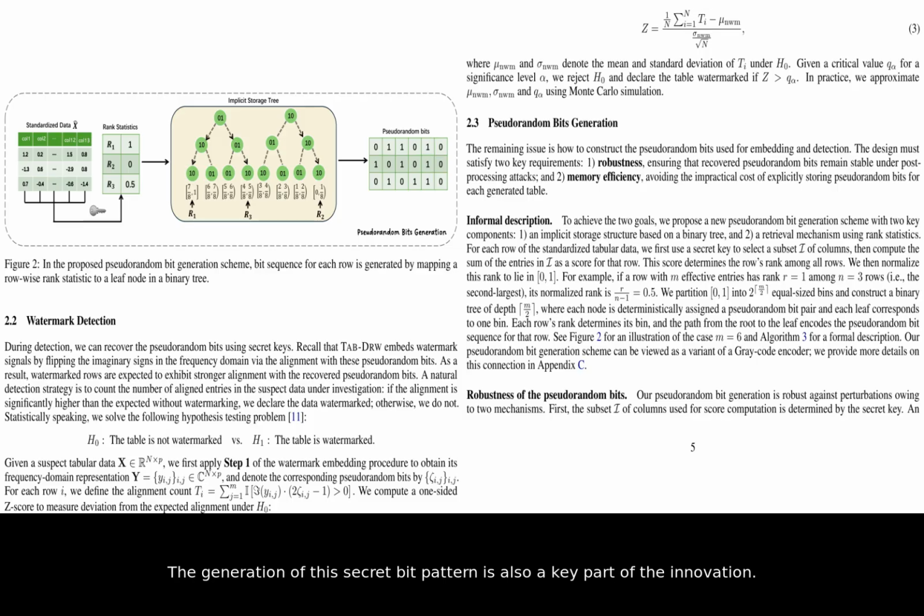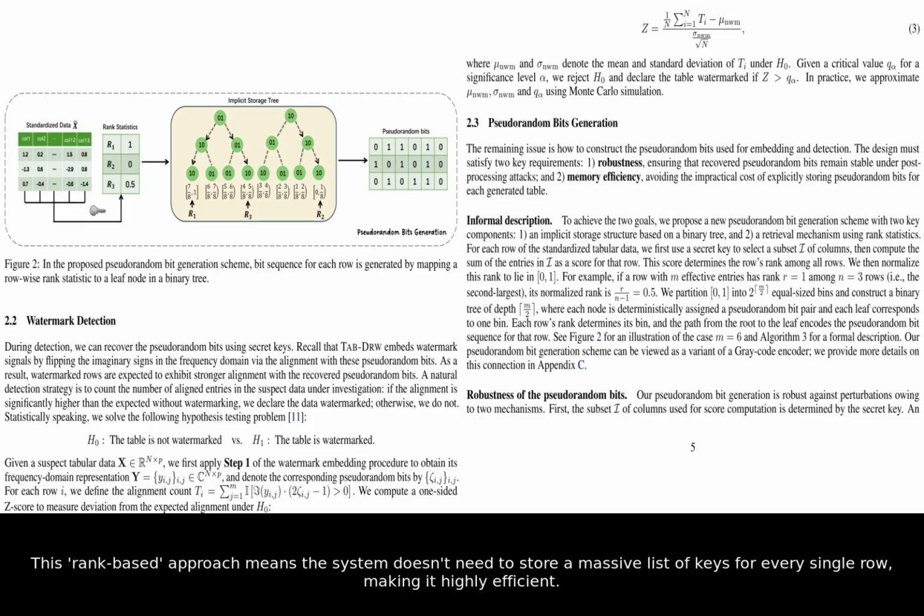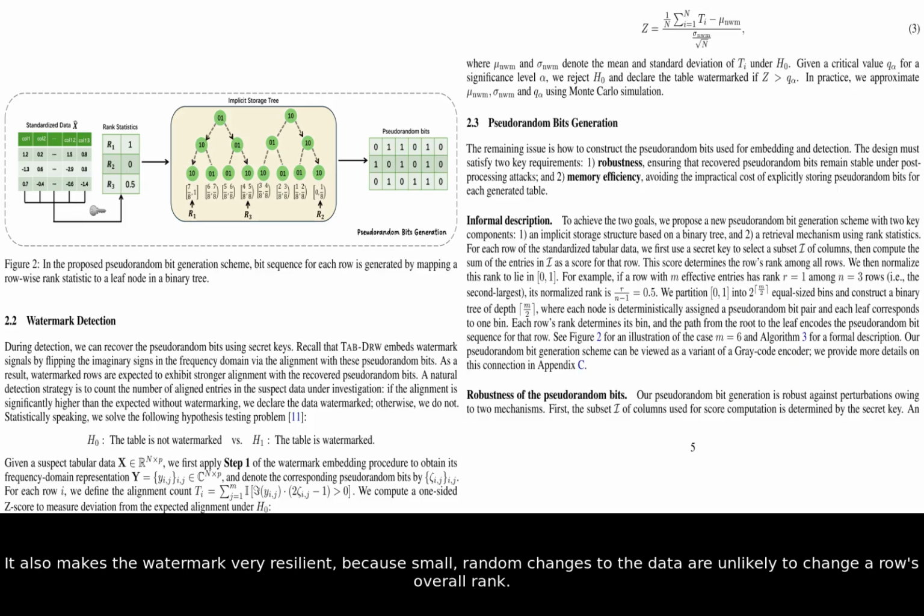The generation of this secret bit pattern is also a key part of the innovation. It uses a secret key to select a few columns and then calculates a unique rank for each row based on their values. This rank determines the specific bit pattern for that row, which is stored in an implicit binary tree structure. This rank-based approach means the system doesn't need to store a massive list of keys for every single row, making it highly efficient. It also makes the watermark very resilient because small, random changes to the data are unlikely to change a row's overall rank.